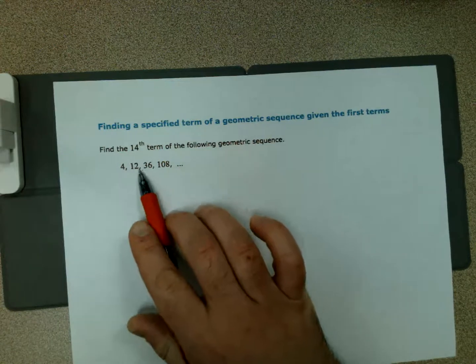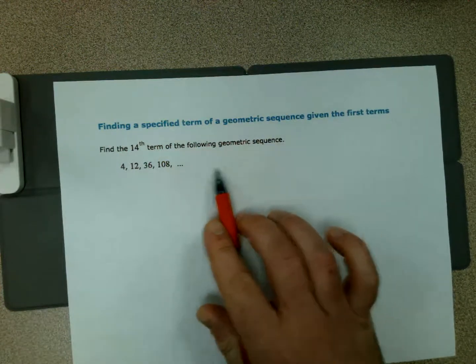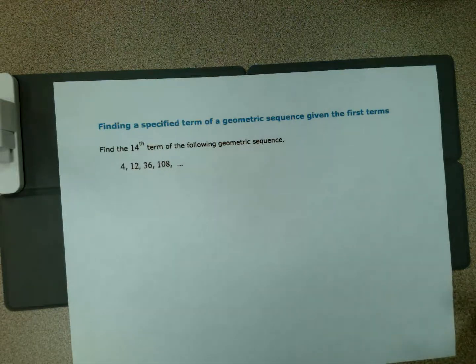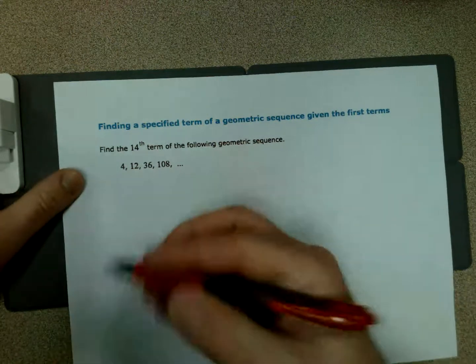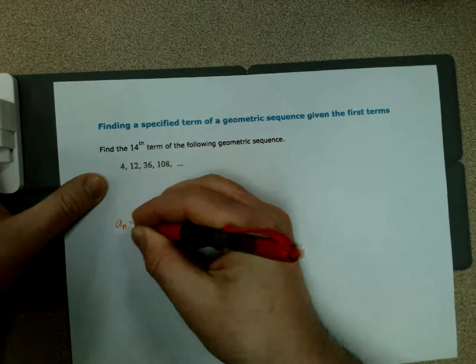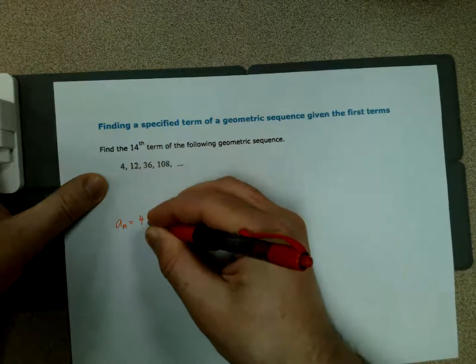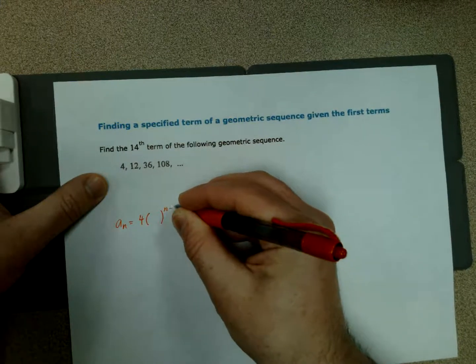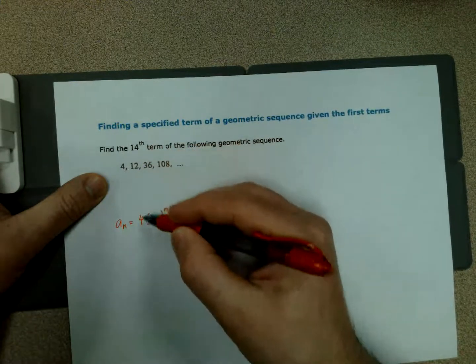So if you are going to do the long method, I highly recommend not skipping, writing over each of the terms to make sure you actually end on the 14th term. But using the formula method, we have a sub n equals our first term, so 4, times whatever our ratio is raised to the n minus 1. So I'll just take that, put it in here.